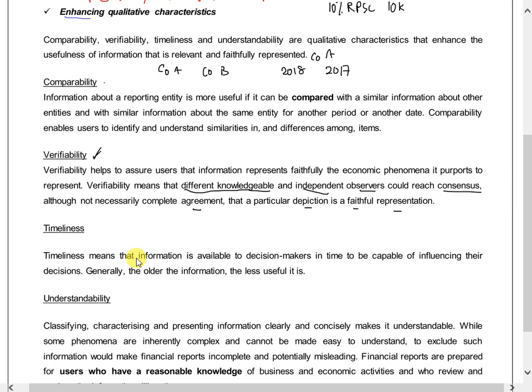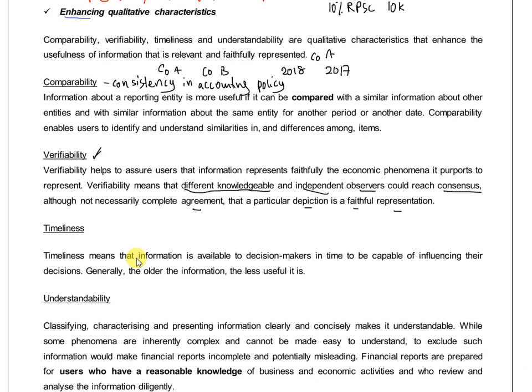To achieve or improve comparability, there must be consistency. Consistency in what? Our accounting policy. If you apply first in, first out year after year, we can compare. Now, if one year you apply FIFO, the second year weighted average, no consistency, difficult to compare. Same thing, straight line, then suddenly reducing balance, no consistency, difficult to compare. So to improve comparability, there must be consistency in the application of your accounting policy. Okay.